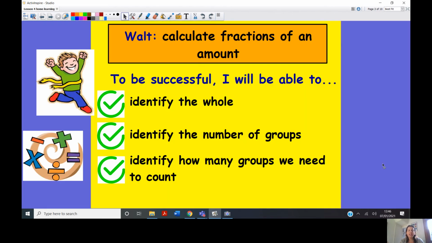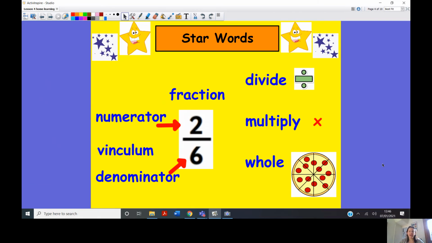Let's look at what we're looking at today. We are going to be calculating fractions of an amount. To be successful, we need to identify our whole, identify the number of groups, and identify how many groups we need to count. And here are our star words for today.